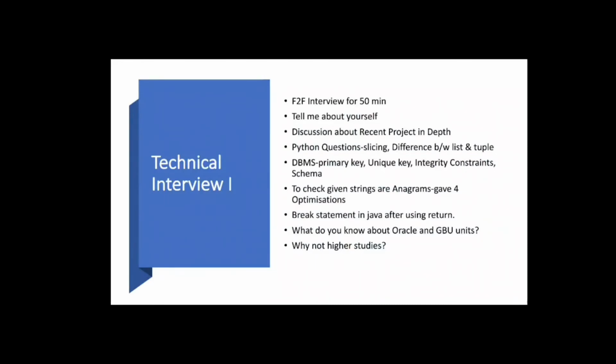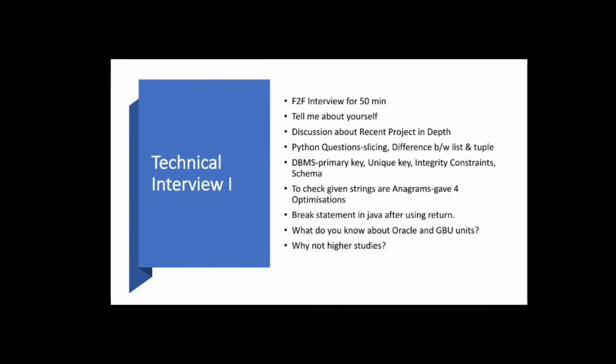Before the interview, there was a PPT conducted by the company, and I say that it's compulsory to attend the PPT and listen carefully about Oracle and its GBU units. Coming to the first interview round, it was a technical interview. It was a face-to-face interview. For me it was about 50 minutes, and the interviewer asked me to tell about myself.